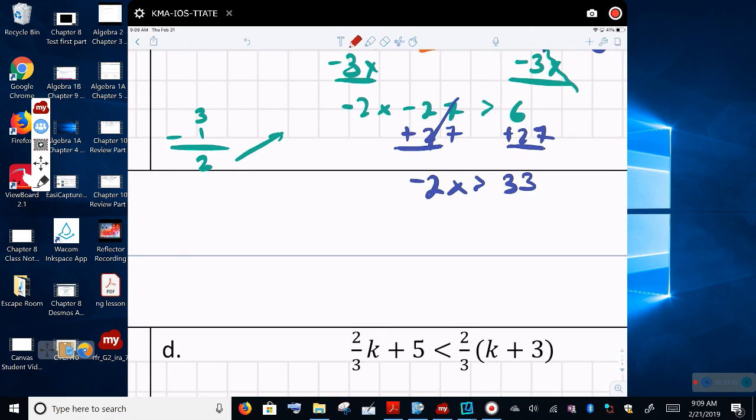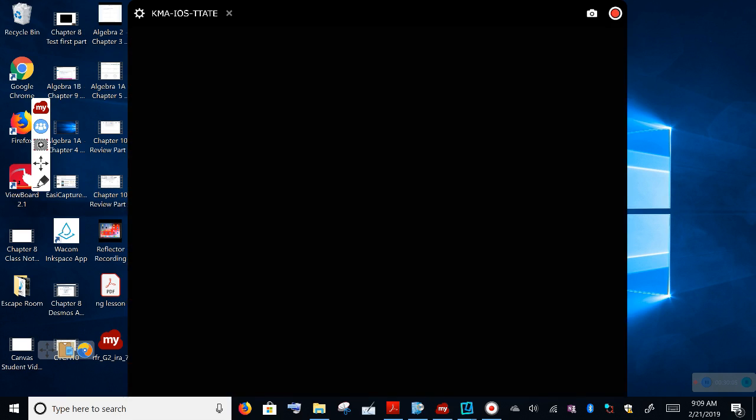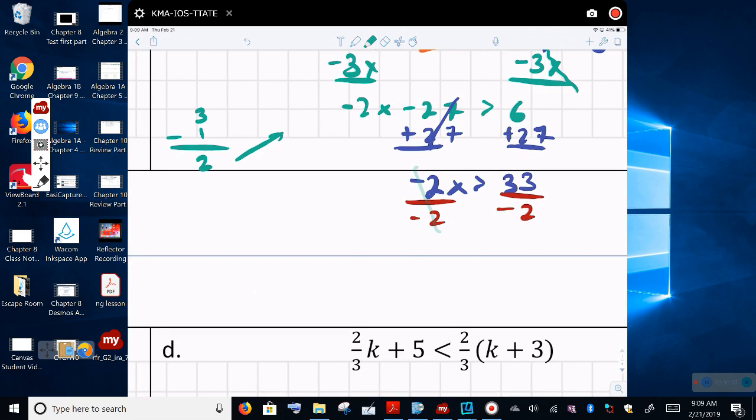Something about negative 2, yes, what about divide? What's the important step here, Jaden? You have to flip the sign because we just divided by a negative number. So I need to change the direction of the inequality sign. It was opening to the right, pointing to the left. Now it's going to do the opposite.